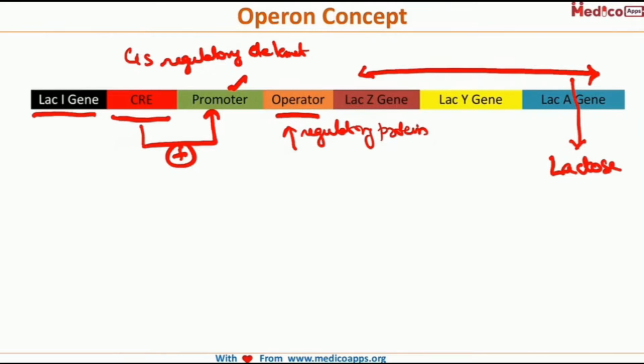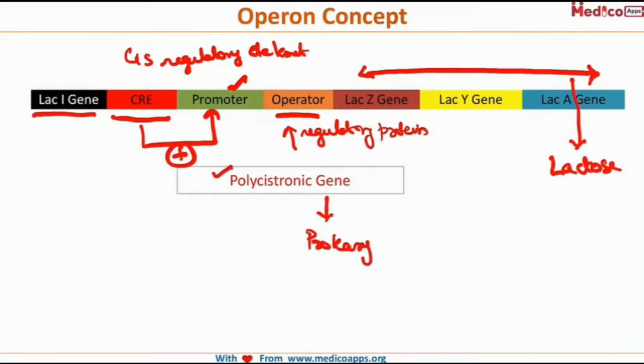Now before we move forward, let's understand another very important concept, the concept of polycistronic gene. Now polycistronic gene is seen in prokaryotes. Now what it essentially means is that in prokaryotes multiple genes are under the influence of a single promoter. Okay, multiple genes, like in this case you can see Lac Z gene, Lac Y gene and Lac A gene. All these three genes are under the influence of a single promoter.